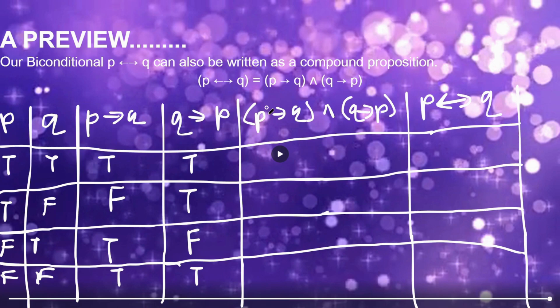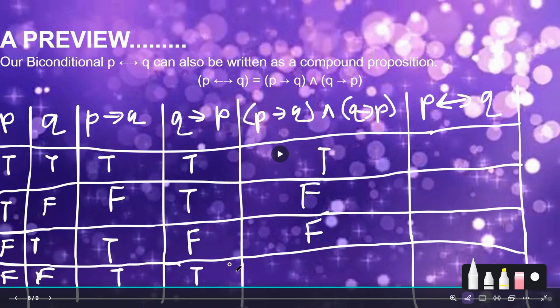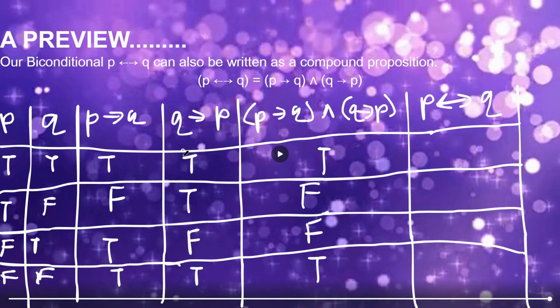Okay, so next one: if P then Q and if Q then P. Let's fill in the box. The symbol is the conjunction, meaning if P then Q and if Q then P. So let's get the answer. T, F, T, F, T, F, F. Both true becomes true.